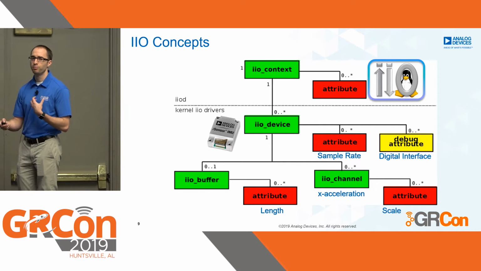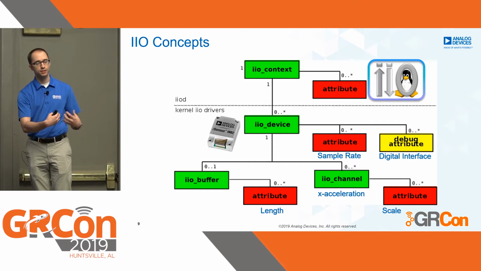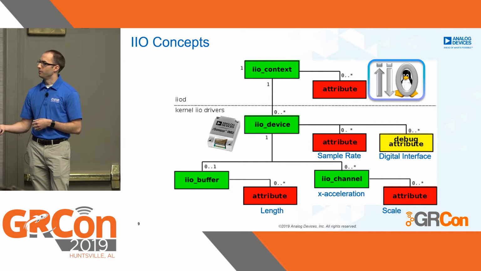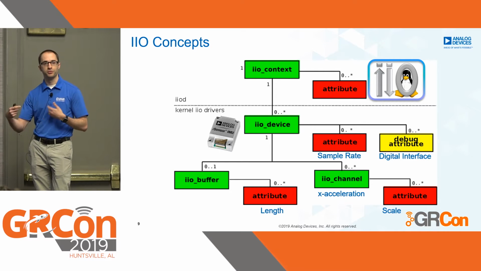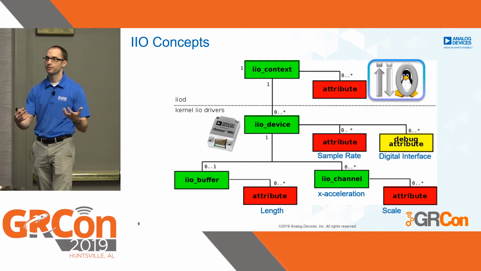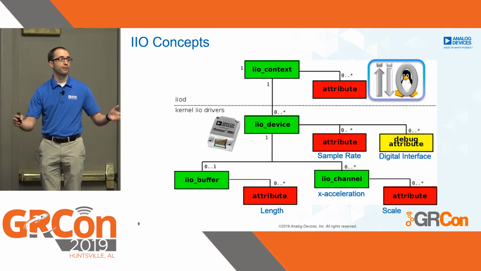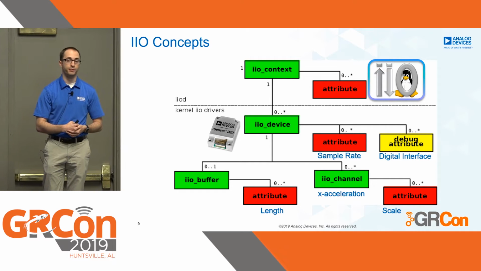And then when we want to deal with buffers or pulling data back from the device, like from a converter, we have these buffers and channels. They have attributes associated with them, like the length of the data, the type of the data, the signedness of the data. And this is how we can describe a very different number of devices.